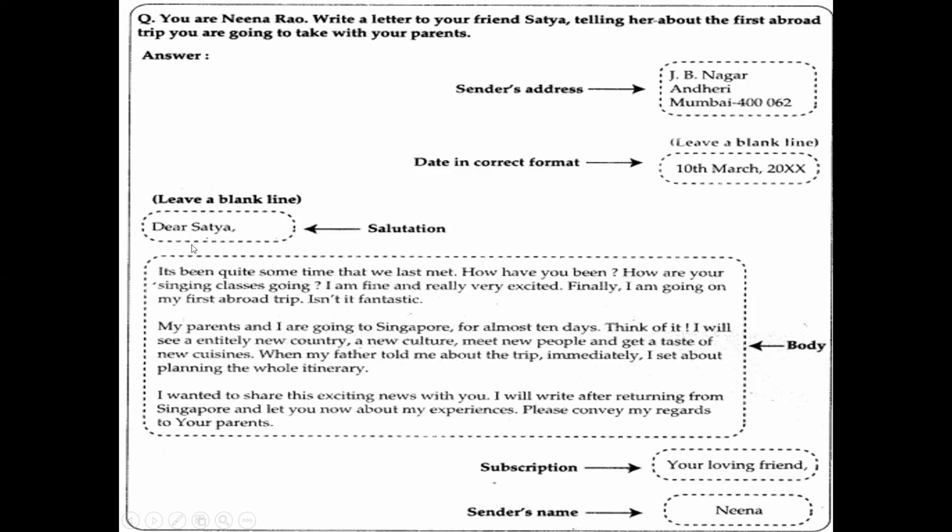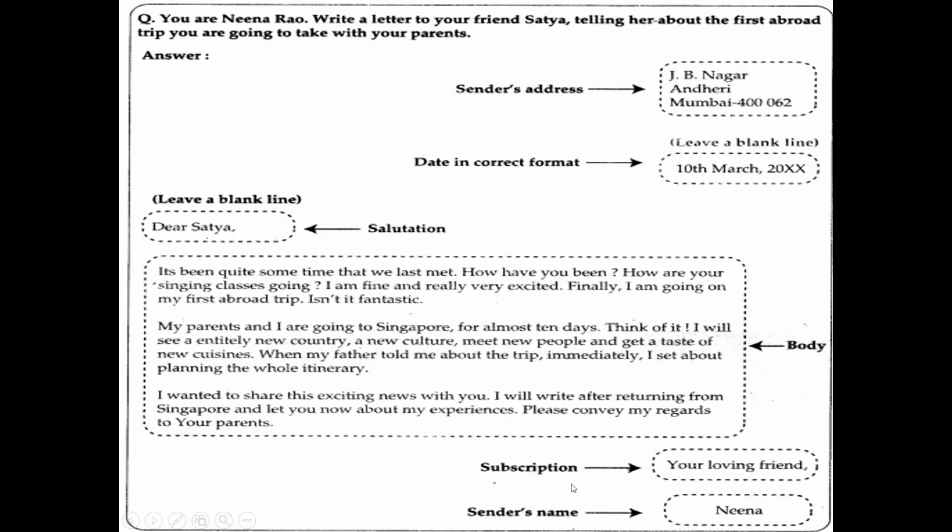Here it is dear Satya. You have been asked to write a letter to your friend Satya. So dear Satya, this is the salutation, and the salutation is followed by a comma. And the first paragraph is an inquiry about the health and all that. And the next one forms the body. And the last one is the parting part.